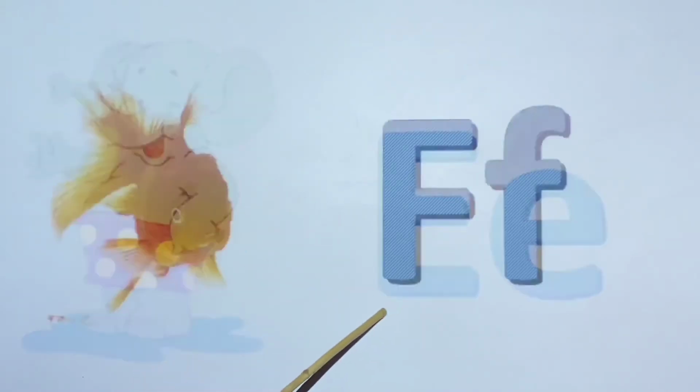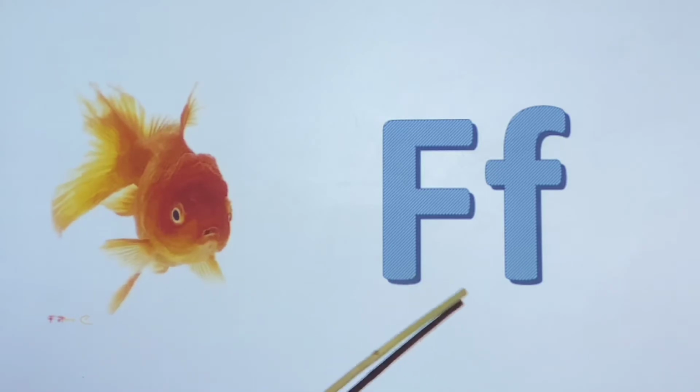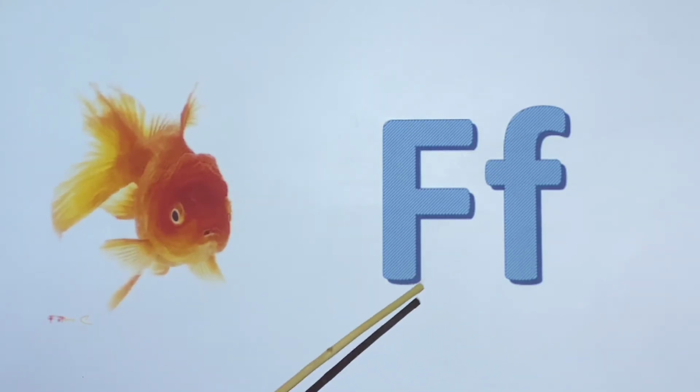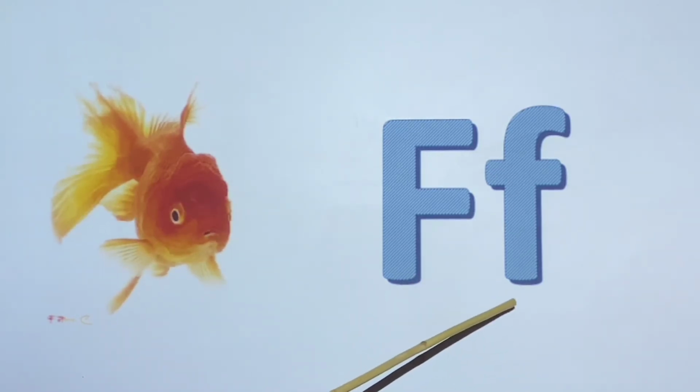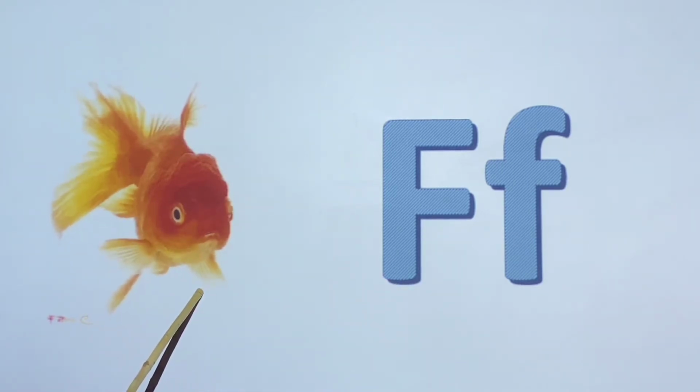And F after E. Capital F, small f. Capital F, small f. And F for fish. F for fish.